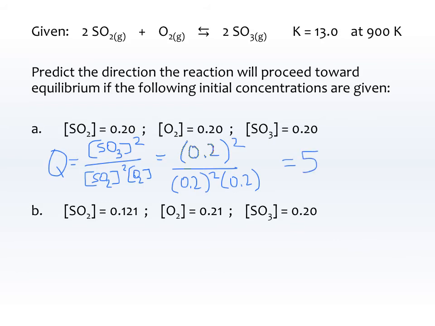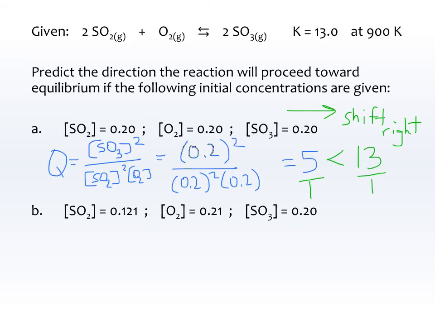So now we're going to look at Q compared to K. Q is 5, which is less than K, which is 13. So if I were going to try to get from 5 over 1 to 13 over 1, I would have to increase the products, so I would have to make my reaction shift right. Okay, so try the next one on your own. Pause the video now.